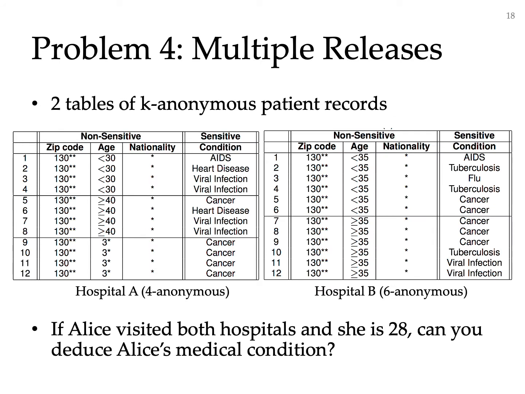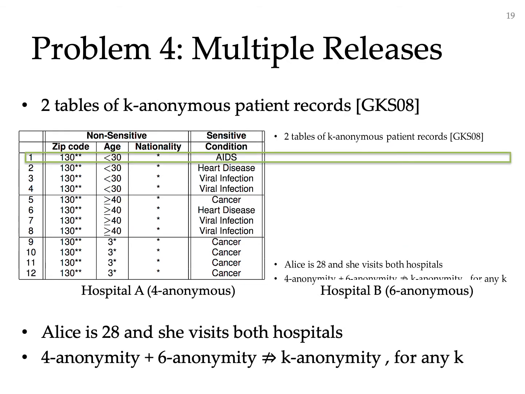The fourth problem is the multiple release problem. For instance, if two hospitals both use k-anonymity to release their own data, one uses 4-anonymity and another uses 6-anonymity. Now, let's assume Alice visited both hospitals and she is 28. Can you deduce Alice's medical condition? And the answer is yes. This implies that 4-anonymity plus 6-anonymity does not give you another k-anonymity. So that is a problem about multiple release.